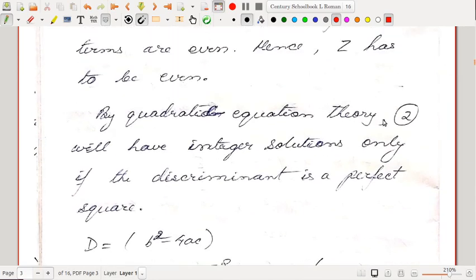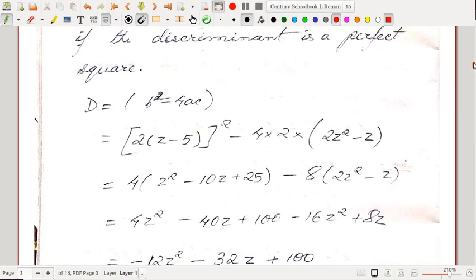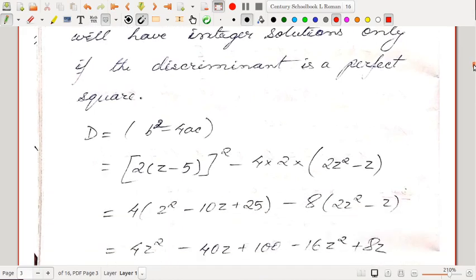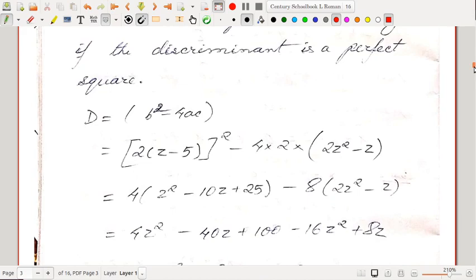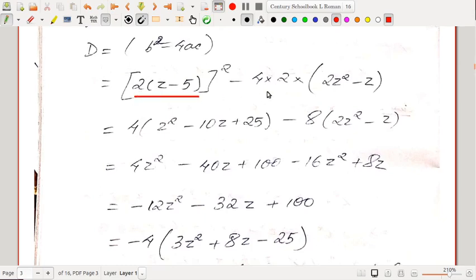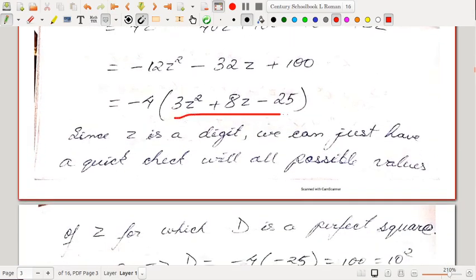By quadratic equation theory, equation 2 will have integer solutions only if the discriminant is a perfect square. In fact, if the roots are rational, then the discriminant has to be a perfect square. Integers are rational numbers, so since the roots have to be integers, that is possible only when the discriminant is a perfect square. So let us compute the discriminant. Discriminant is b square minus 4ac. If you just simplify, you will get this expression: minus 4 multiplied with 3z square plus 8z minus 25.